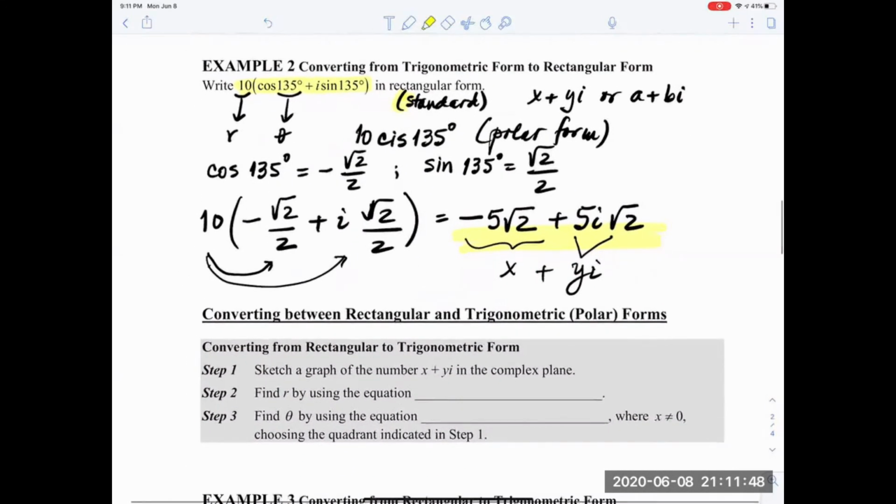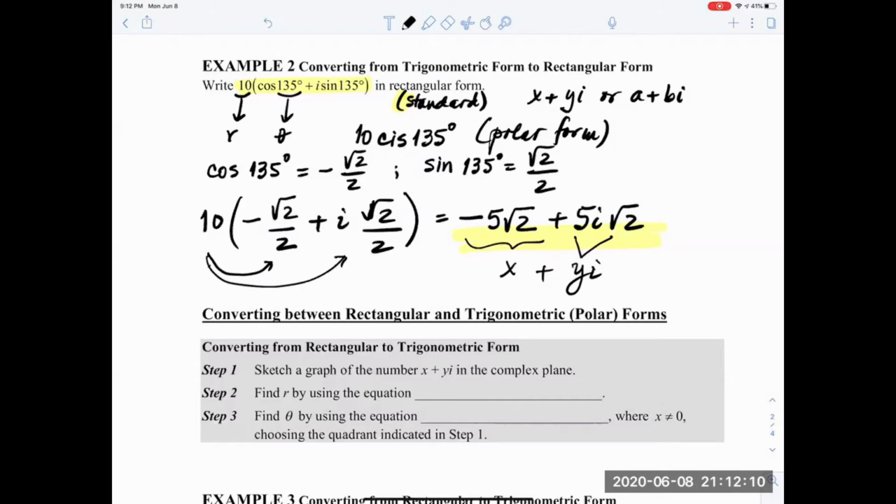Let's go over the steps a little bit, particularly if you have to convert. When you do this conversion, you can go both ways. What if you go from rectangular to trig form, which is you go from x plus yi or a plus bi to r cis of theta?